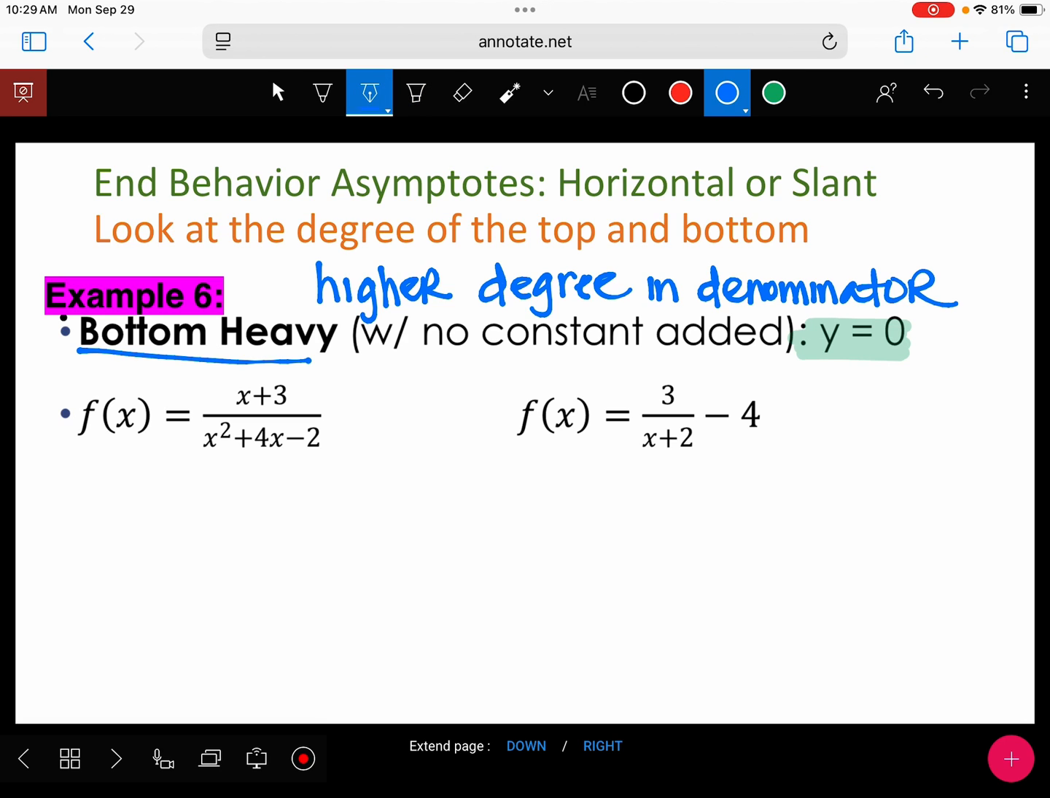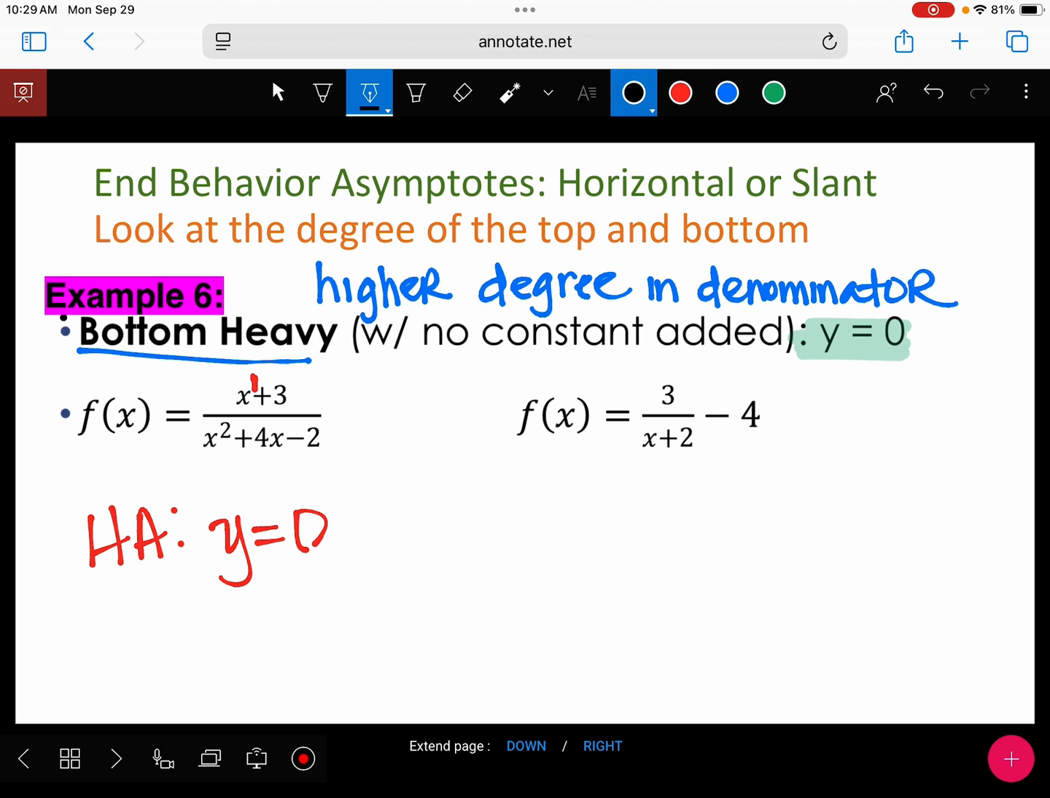So looking at our first example, and remember, as you're watching this, you can always pause. Hopefully you're pausing as I'm going through it so you can copy down the examples. But there's a 1 here and a 2. 2 is higher than 1. So my horizontal asymptote is just simply going to be y equals 0.